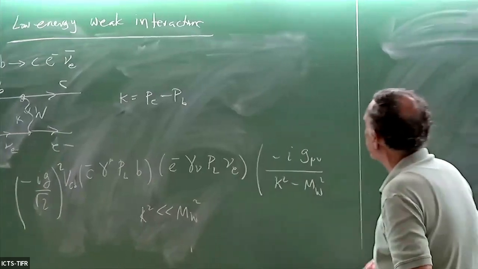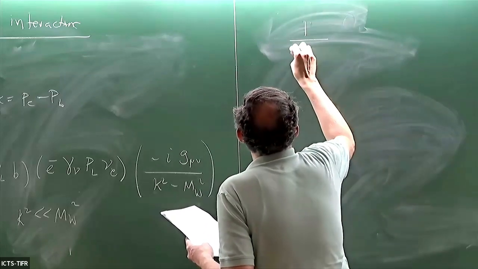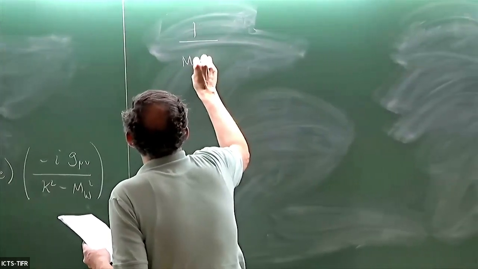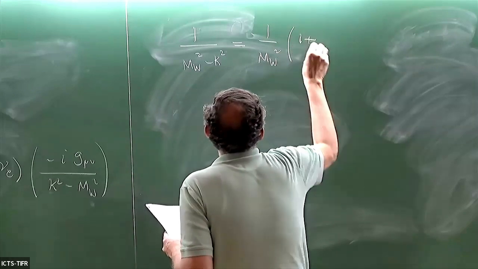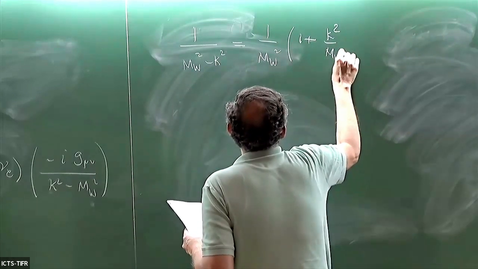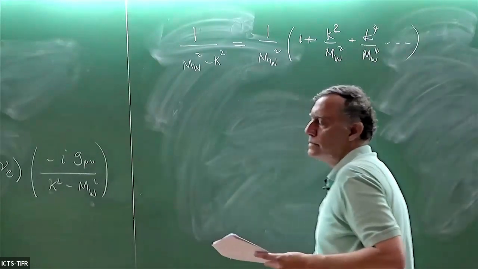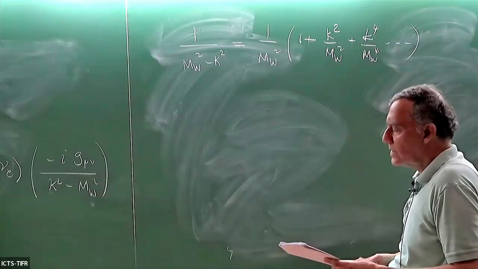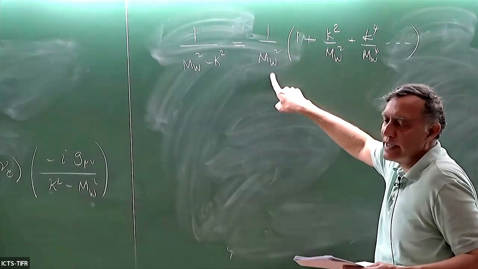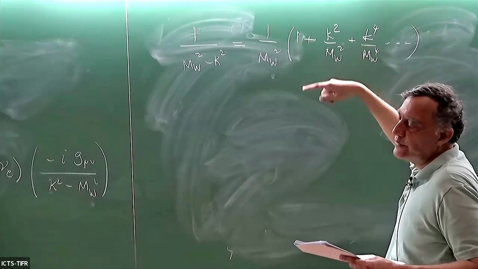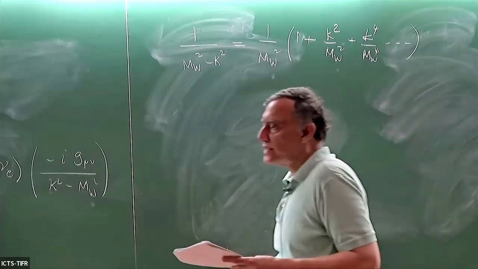So the only expansion is really in this propagator. I'm going to flip its sign and write 1 over M_W squared minus k squared, and that's 1 over M_W squared times 1 plus k squared over M_W squared plus k fourth over M_W fourth, and so on. So this first term, the one term, will give me a dimension 6 operator. The next term will have the factors of k squared, which will be 2 extra derivatives, a dimension 8 operator, and so on.